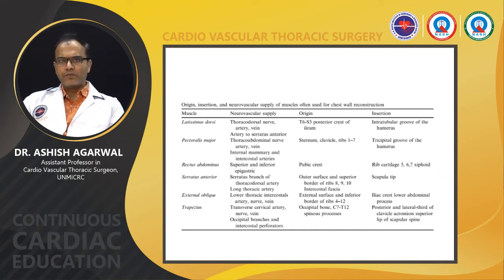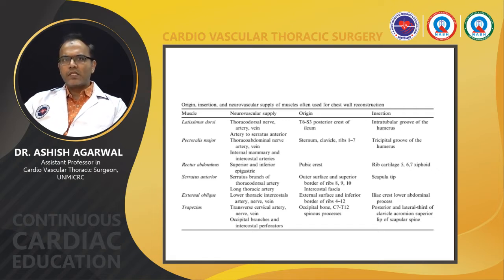The third muscle is the rectus abdominis, which is used for lower anterior half chest wall defects. It has a vertical and horizontal orientation for its application, and the vertical application is safer because it preserves more of its collateral supply. It originates from the pubic crest and inserts at the rib cartilages of the 5th, 6th, 7th ribs and the xiphoid process, and has a blood supply from the superior and inferior epigastric arteries.